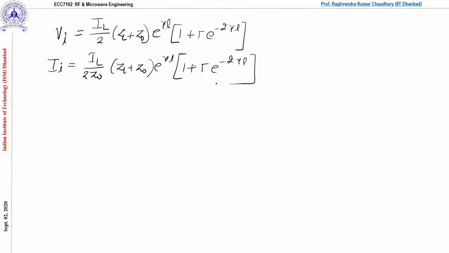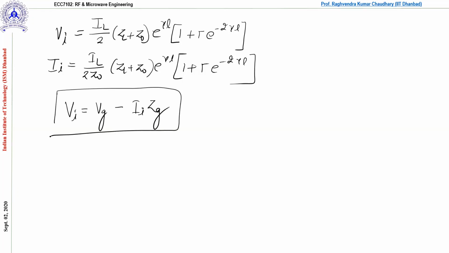Fine. Now we need to recall that equation. What was the equation? That Vi is equal to Vg minus Ii Zg. Fine. This was the thing. Can we write it from the circuit? Yes, easily we can do. Now what we need to do? We need to use Vi from this, and we need to put Ii here. Fine, and we have to rearrange the equation so that we can get a compact form. Fine. So now I'm putting these things.